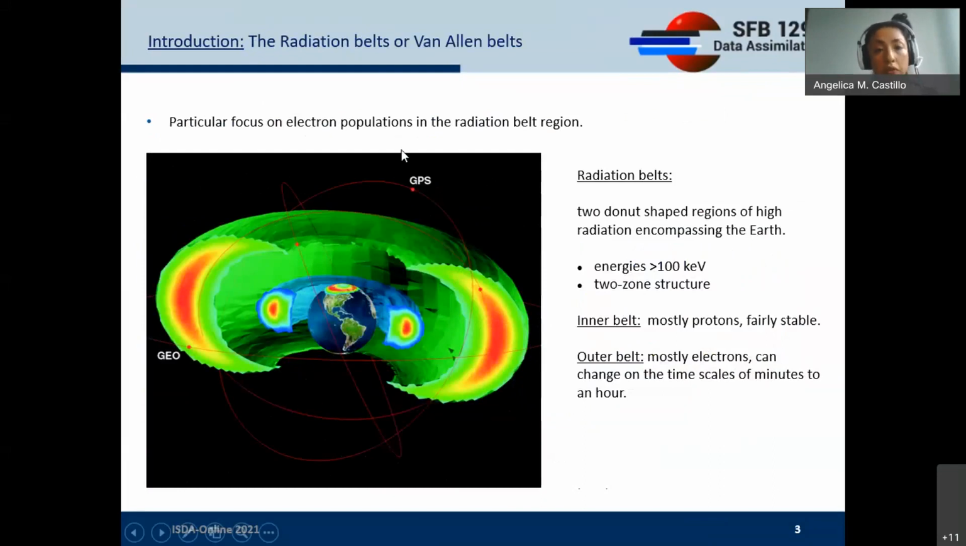We are mostly focused on the electron populations in the radiation belt region. The radiation belts are a two-zone structure that is basically shaped like a donut, you could say. The inner belt is mostly populated by energetic protons and is fairly stable in its dynamics, but the outer belt is very, very dynamic and can change on timescales of hours and minutes. It's also populated by electrons. The outer belt is the focus of our research.